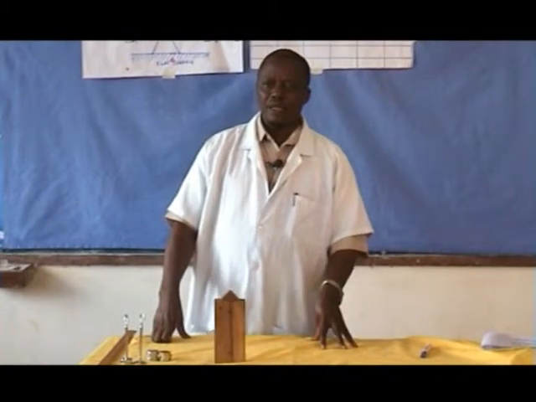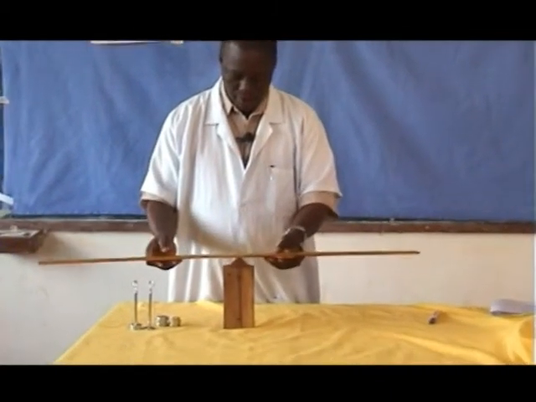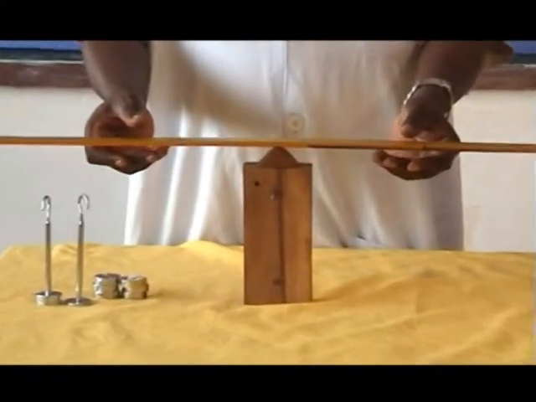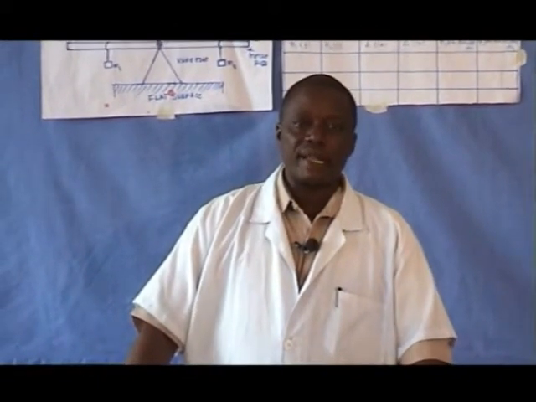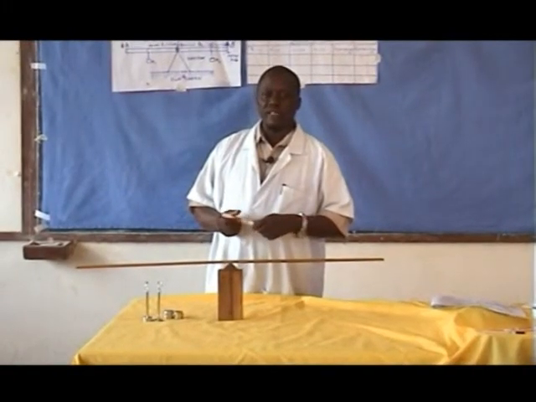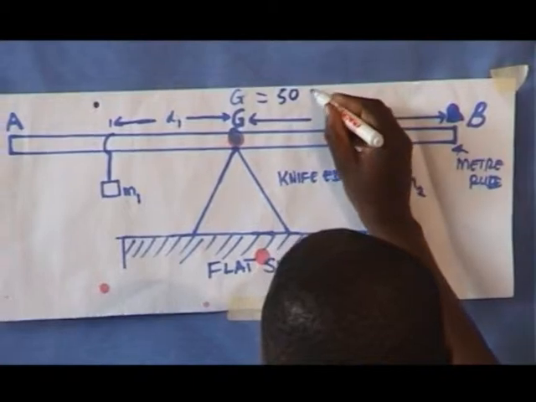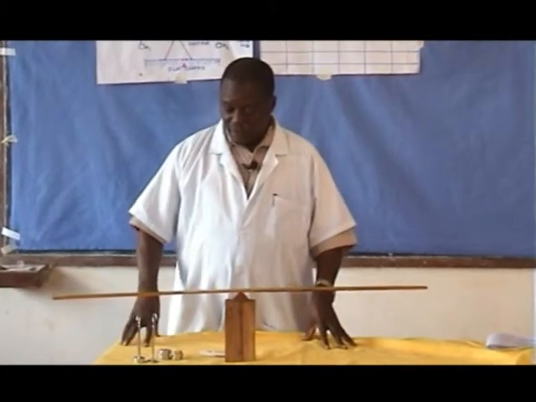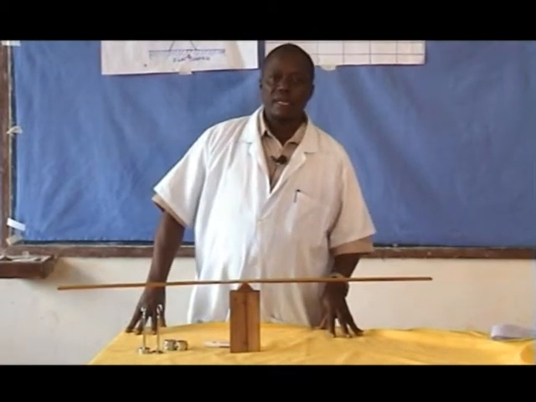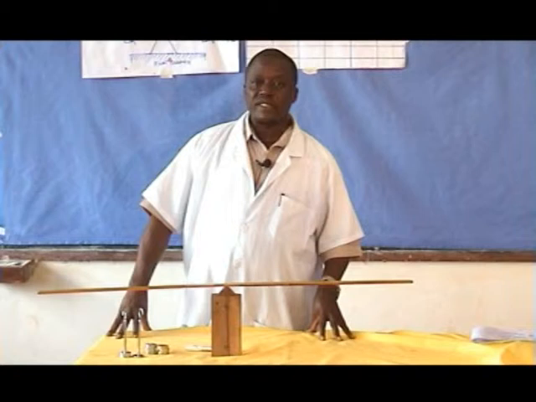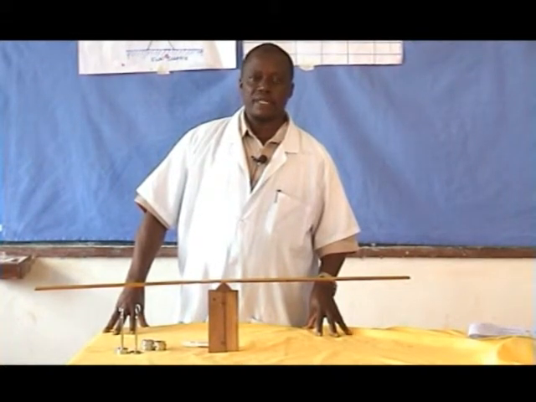Balance the metre rule using the knife edge and record the balance point. The balance point is at the 50 centimeters mark. Therefore, G is equal to 50. By using thin thread or thin wire, suspend the masses of 50 and 100 grams either side and find the balance point.